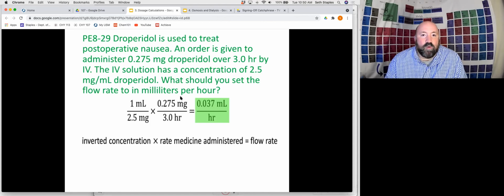And so the order was given for 0.275 milligrams over 3 hours. So 0.275 milligrams over a time of 3 hours tells us that we want the flow rate of this IV to be 0.037 milliliters per hour. And so I like to give this little presentation for sort of the real world setting.